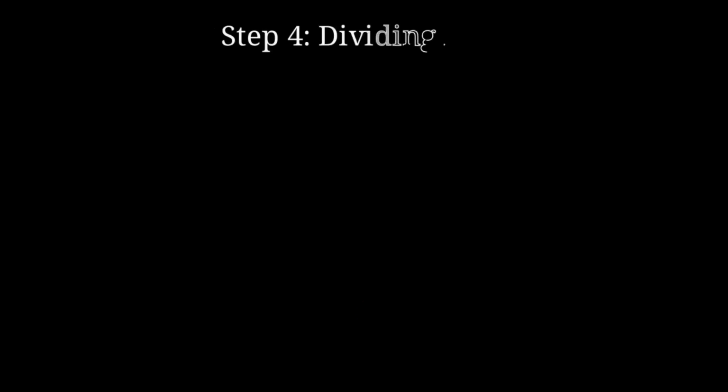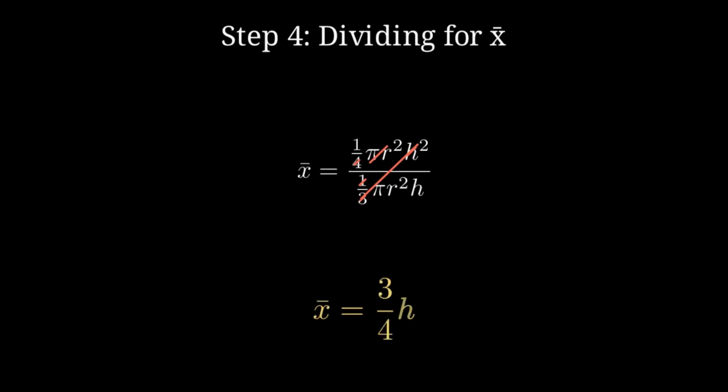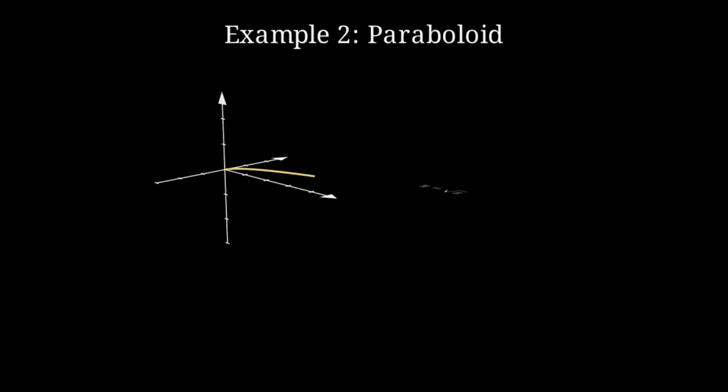Now we divide the moment by the volume. The constants cancel out beautifully, leaving us with 3/4 h. This means the centroid of any cone is located 3/4 of the way from the vertex to the base. Let's try a different shape.